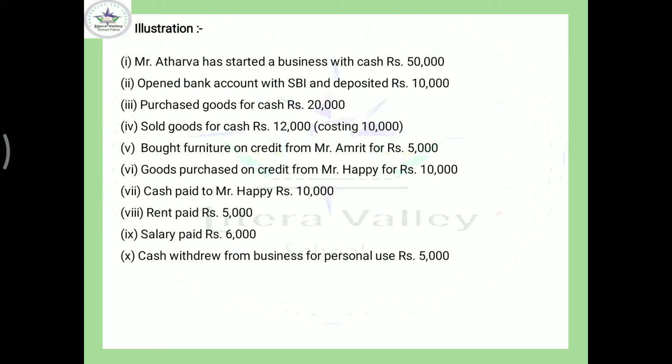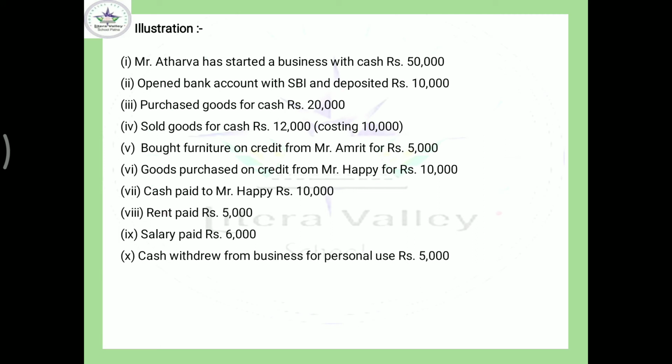I think now it is clear to you how it is going to affect. Cash balance will increase by 12,000, goods balance will reduce by 10,000, and the profit that was earned by the firm on this transaction will be added to capital. So you can see there is a net effect on the asset side increase by 2,000 and capital has also increased by 2,000. Equation is equal.